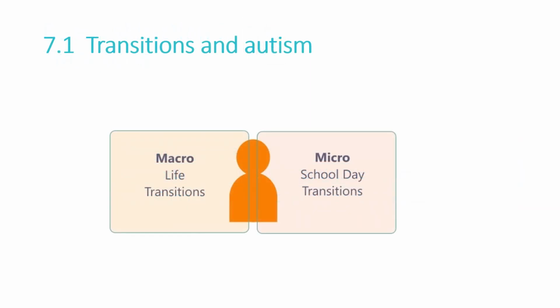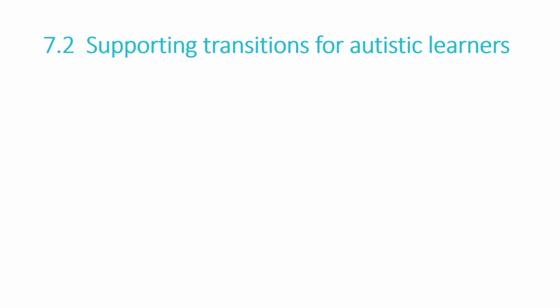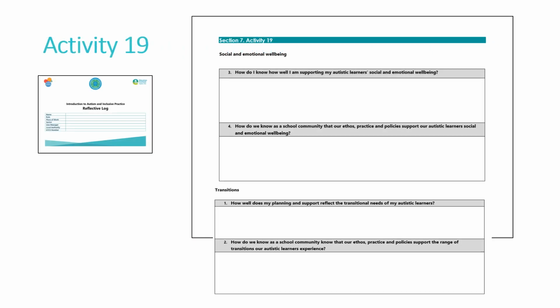Information from the module recapped within this section include transitions and autism, supporting transitions for autistic learners. Activity 19 can be found on pages 18 and 19 of the reflective log. The questions should be used as a focus for group discussion, and participants encouraged to complete the reflective log as a follow-up gap task.